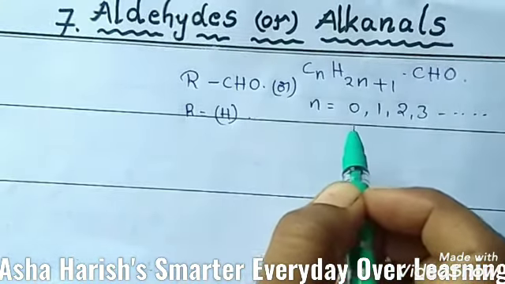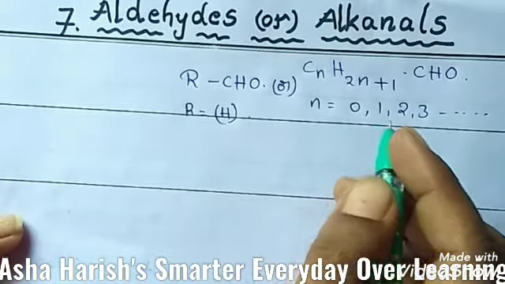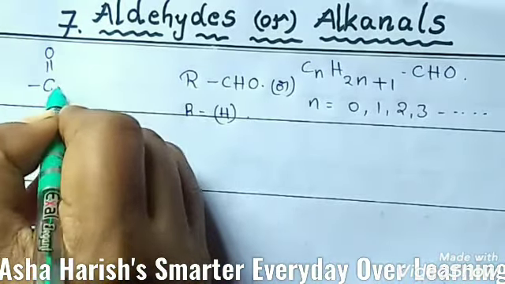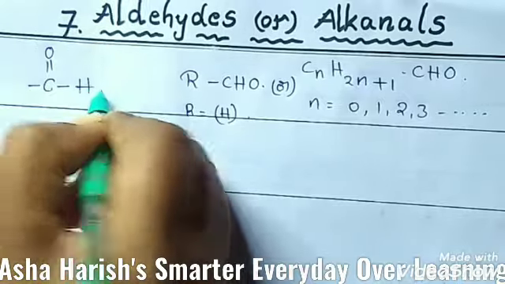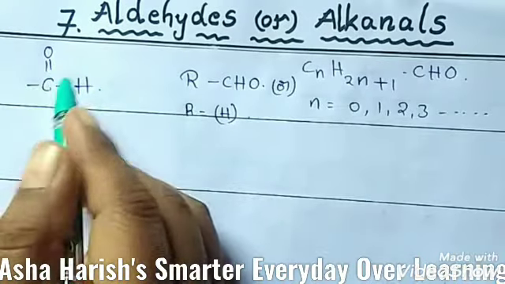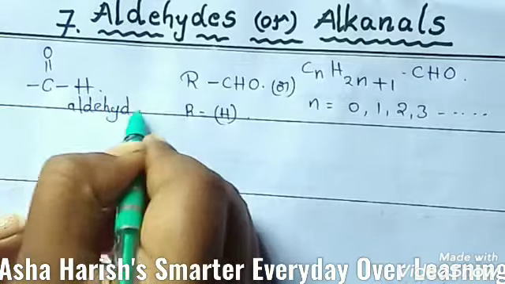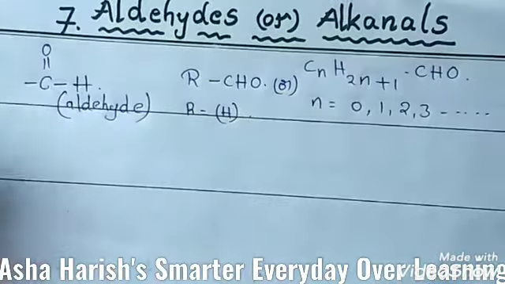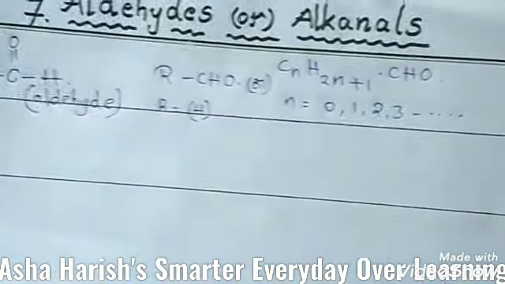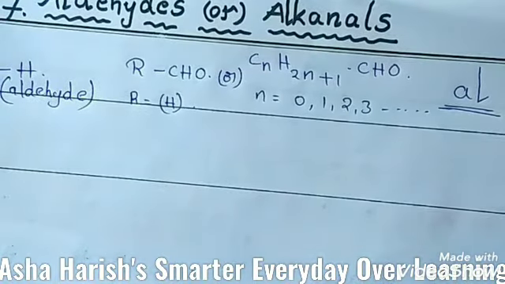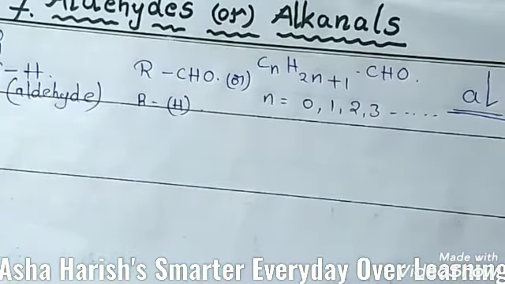Okay students, and for these aldehydes, what is the functional group, what is the main structure? Let's see. C double bond O H, that is nothing but CHO. Okay, this is the aldehyde group. And students, for this, what secondary suffix do you have to use? Al is the secondary suffix.